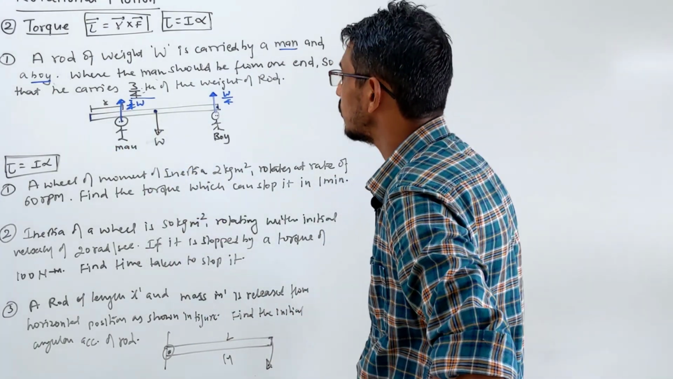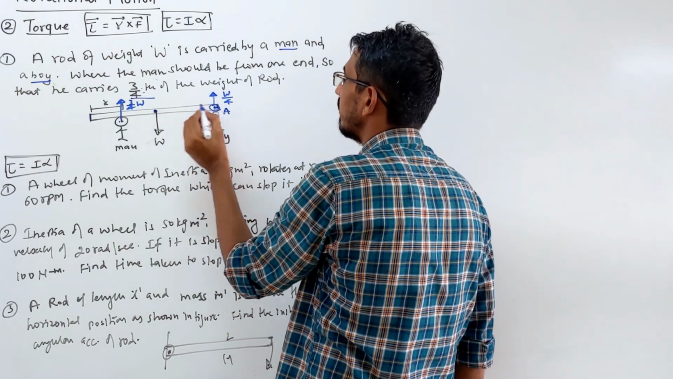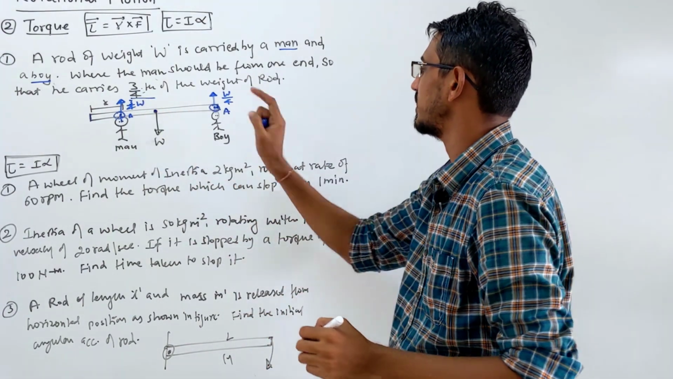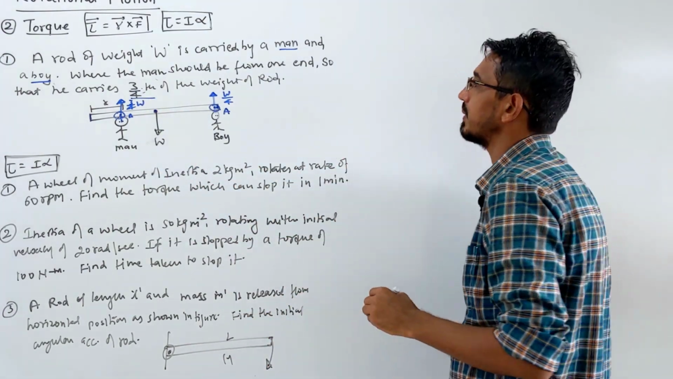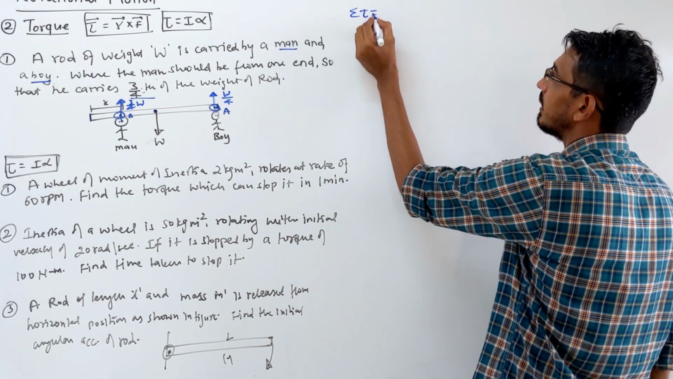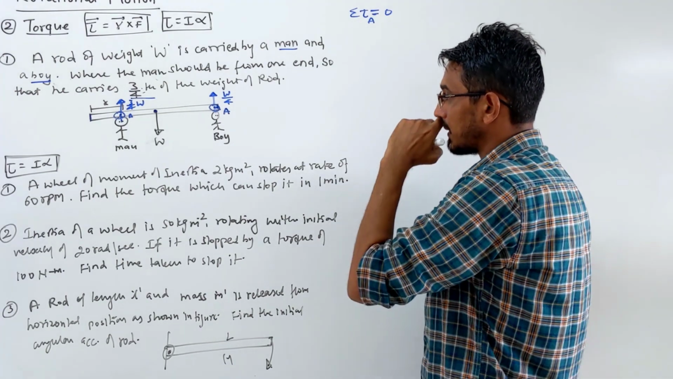So what do you do? Again, let's choose any point. This point we are calling point A, but you can choose any point. Because both forces are known this time, any point will give the answer. Suppose you write the net torque about point A, it should be 0, since it is under equilibrium.